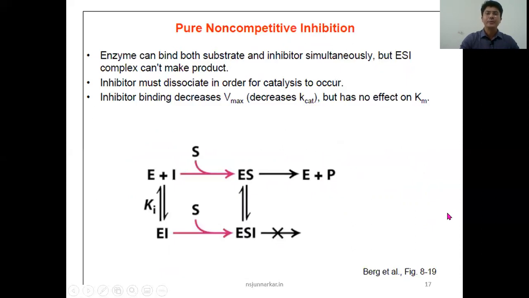Pure non-competitive inhibition: here the inhibitor can bind either to the free enzyme or to the ES complex, forming two types of dead end complexes, EI and ESI. So whenever the enzyme is in EI form or ESI form, the substrate cannot be converted into product. So only when the enzyme is bound to the substrate in form of ES complex, the substrate can be converted into product.